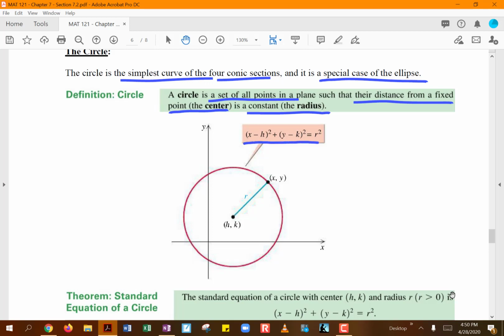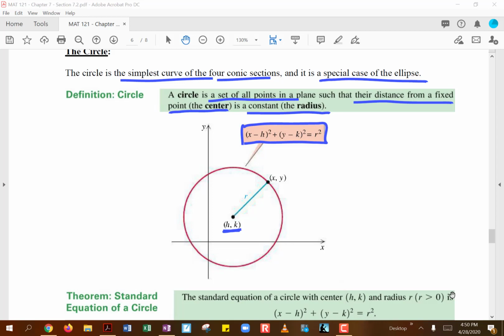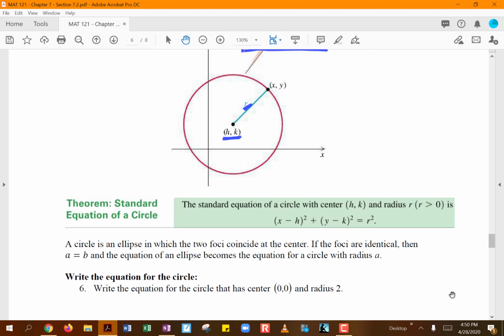And the standard form of the equation for a circle is x minus h quantity squared plus y minus k quantity squared equals r squared. This is when your center is at (h, k) and your radius is the value r. Okay, so you can see that over here. Center at (h, k), radius is r, where r is a positive number.